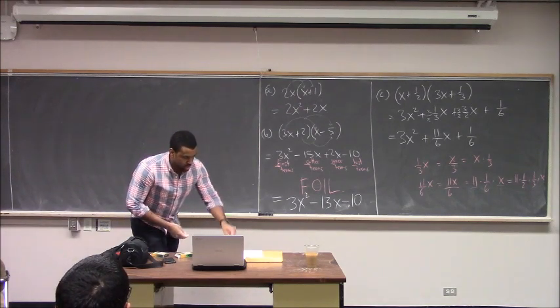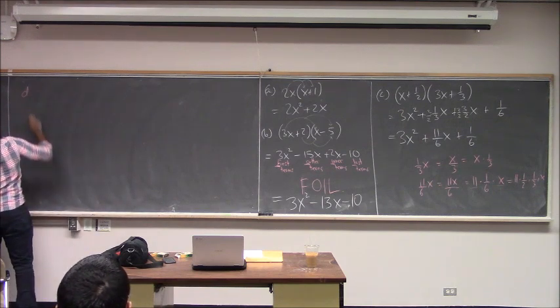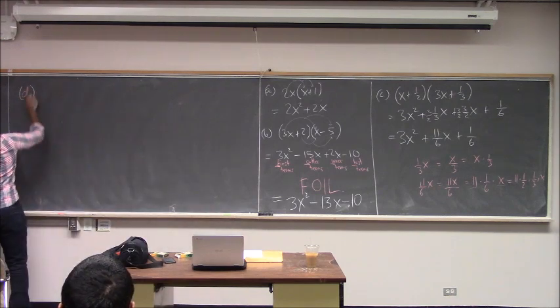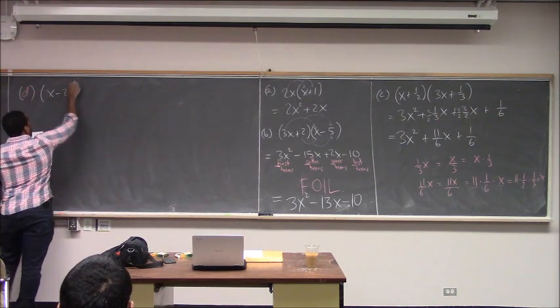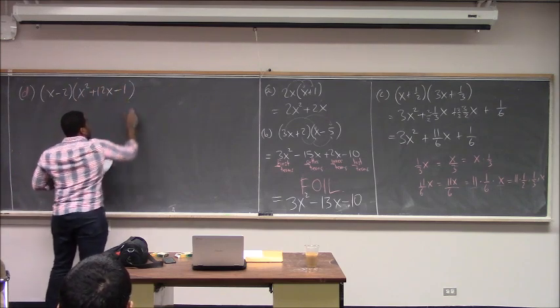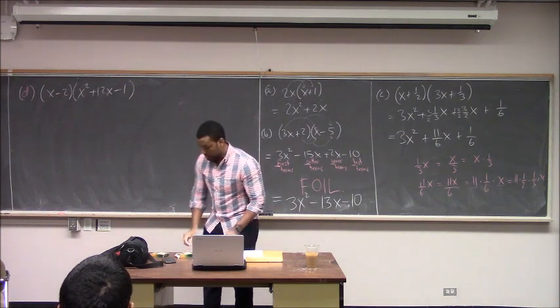Okay. There was the last example. A, B, C, D. That's not weird. Slide. All the white slides all fixed. Okay, so technically FOIL does not work here because it's not 2 binomials, but how would we multiply these?